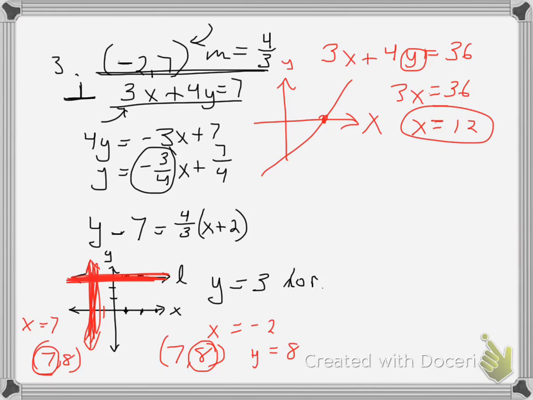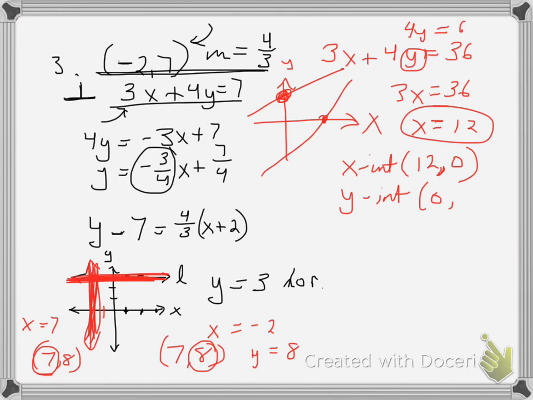On the same token, my point, by the way, would be 12, 0: 0 for the y and 12 for the x. That's the x-intercept. If I ask for the y-intercept, I'm asking where it crosses the y-axis. The x value is 0, so you plug in 0 here, and 4y equals 36, and so y equals 9. So that's how you find the x and the y intercepts.